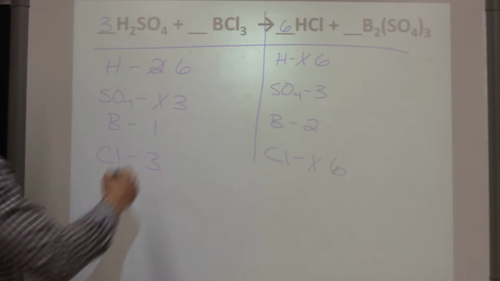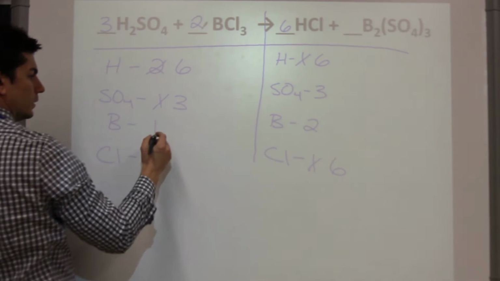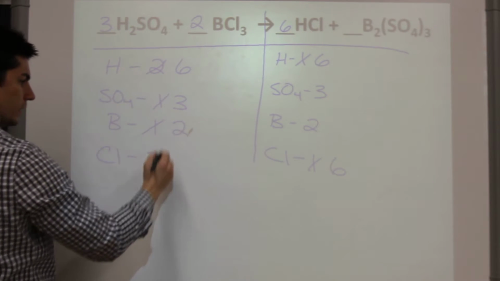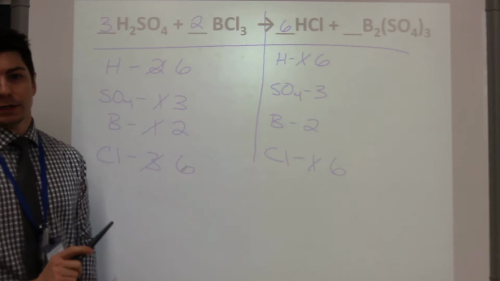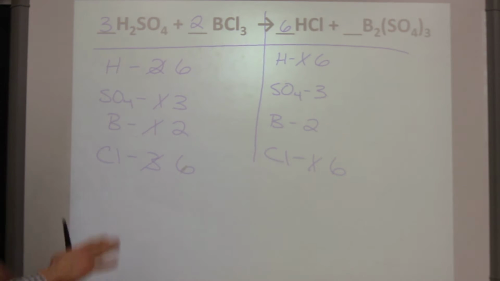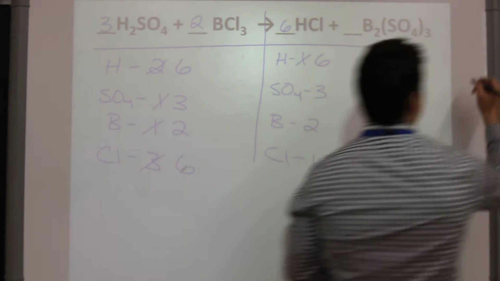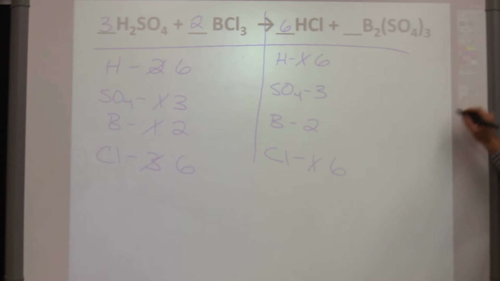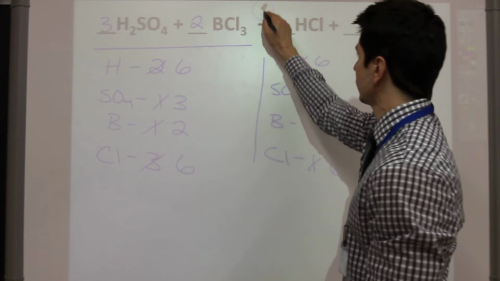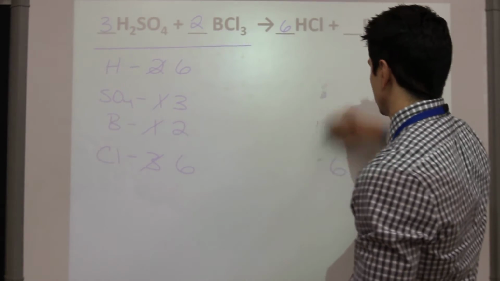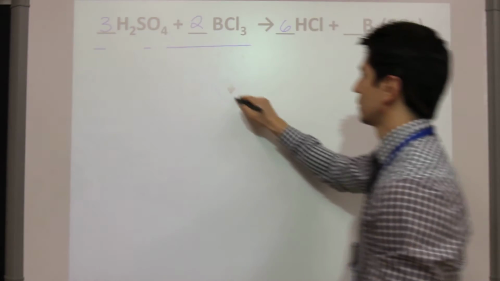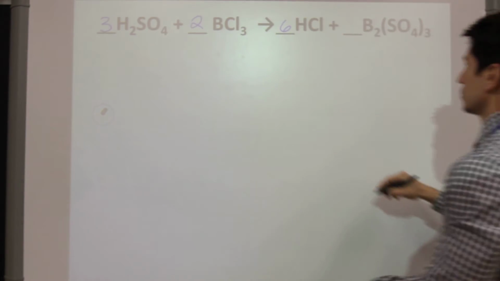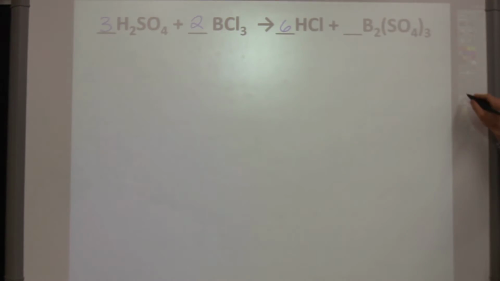And then lastly, if we put a 2 in front of boron, we get 2 there, and we get a 6 because 2 times 3 is 6. So we're all balanced now, and that's all we need for that. So let me erase all of our work there. Cool. So now we have our balanced chemical equation.